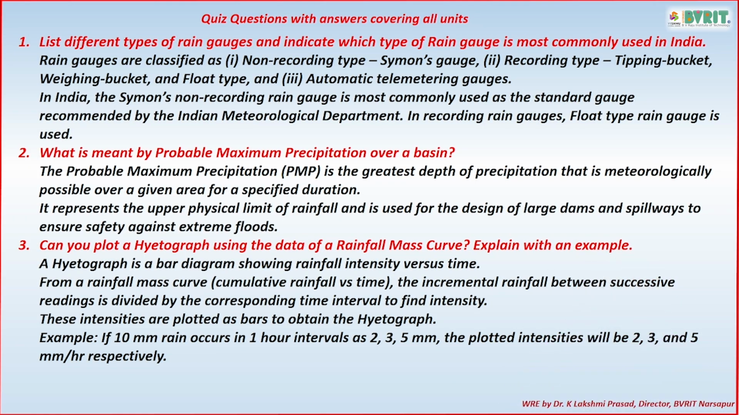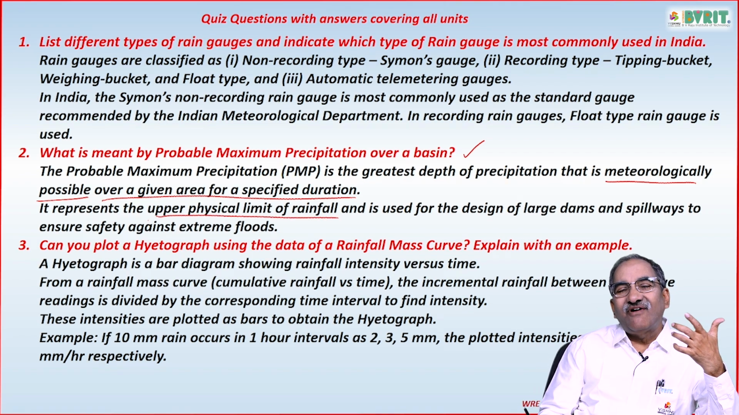What is meant by probable maximum precipitation over a basin? This also we repeated yesterday; it's a repeated question. The probable maximum precipitation is the greatest depth of precipitation that is meteorologically possible. Whether it has occurred? No. Meteorologically possible, that's what we are imagining. We are looking into the future, over a given area for a specified duration. It represents the upper physical limit of rainfall.